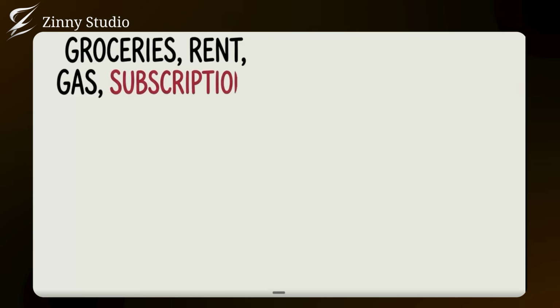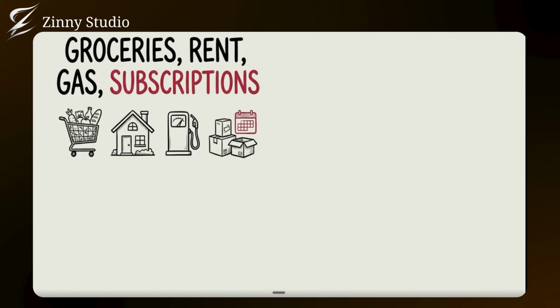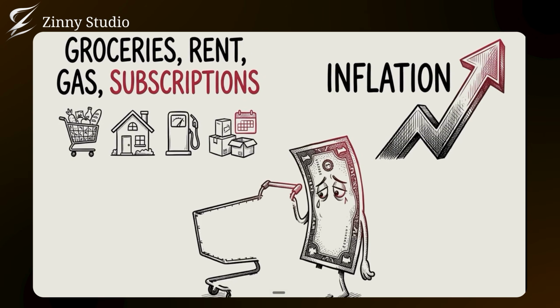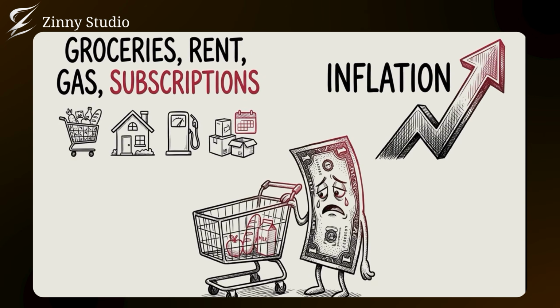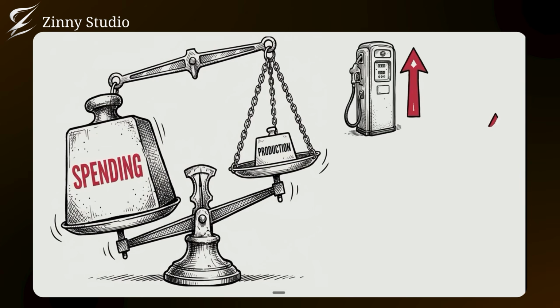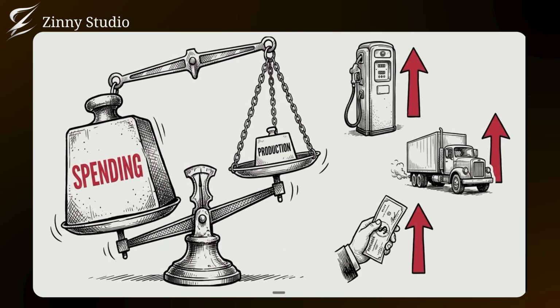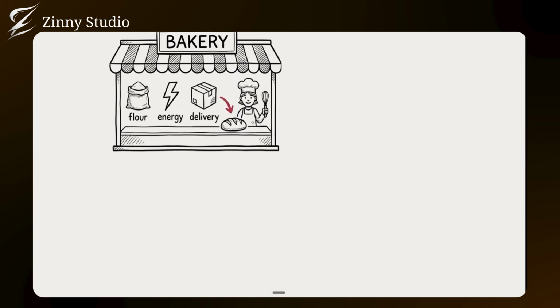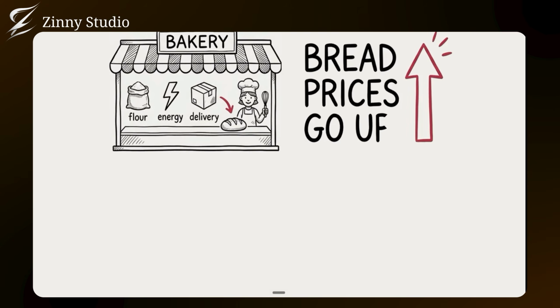Groceries, rent, gas, subscriptions. When inflation hits, it feels like everything gets expensive at once. Inflation means prices are rising across the whole economy, so your money buys less over time. Usually that happens when spending grows faster than production, or when major costs like fuel, shipping, and wages rise together. A bakery pays more for flour, electricity, delivery, and staff, so bread prices go up.